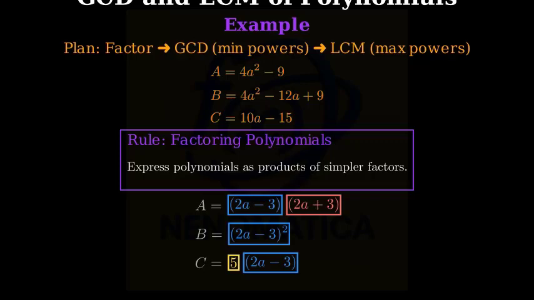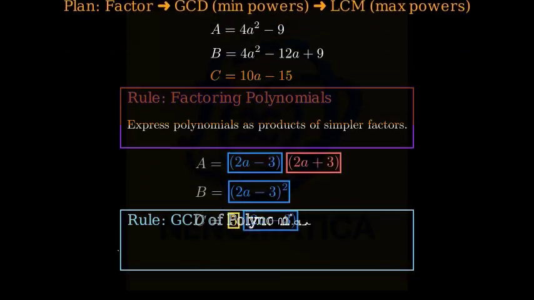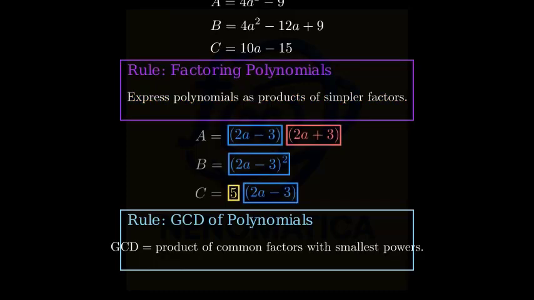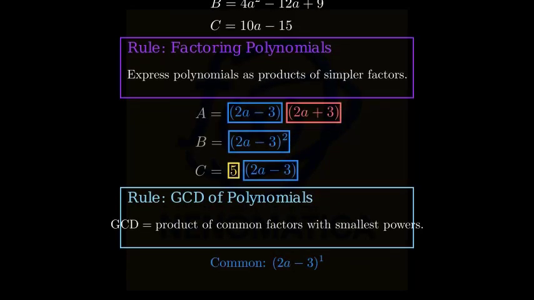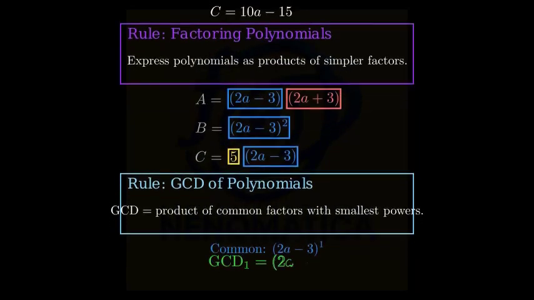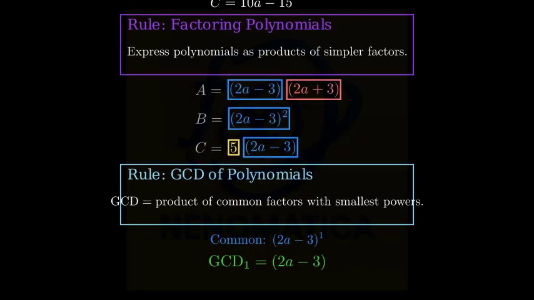Now use the greatest common divisor rule. Greatest common divisor equals the product of common factors with the smallest powers. The common factor among all three is 2 minus 3 to the first power. So the greatest common divisor is 2 minus 3.